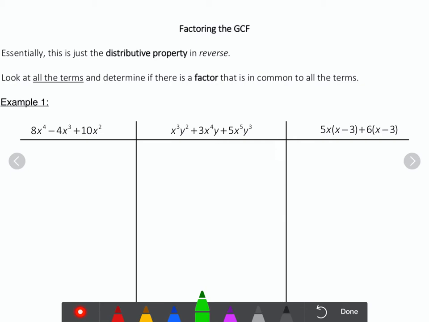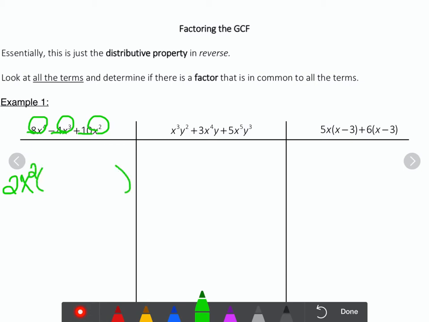So my first example here, I have 8x to the fourth minus 4x cubed plus 10x squared. Let's first look at the coefficients. We have 8, we have 4, and we have 10. So what number is going to divide all three of those numbers evenly? If you said 2, then you are absolutely correct. After that, we can look at the variable. We have x to the fourth, x cubed, and x squared. So again, what is the largest number of x's that we can take out evenly in each term? We could take out x squared.